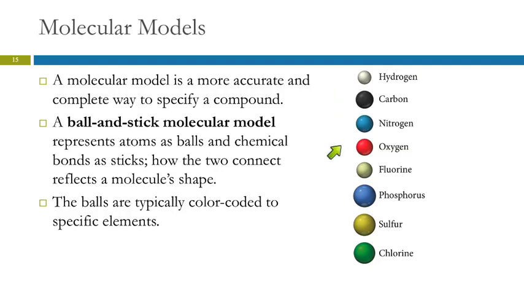We tend to use a color code to represent specific elements. That's not necessarily universally used, but these are the colors that those model kits use and the ones that the textbook uses. So when you see the different colored balls in the models, like the water is red and white, it's because we've decided to use white for hydrogen and red for oxygen.